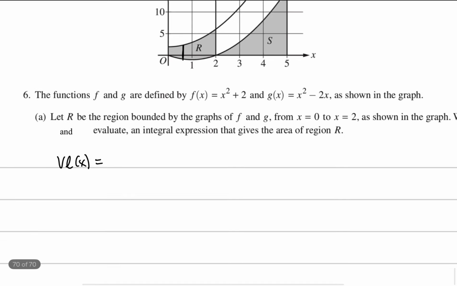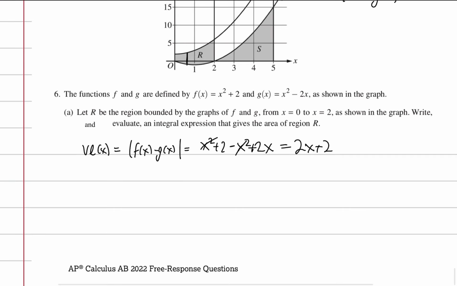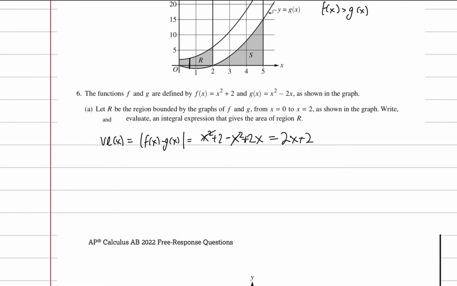So our absolute value of f of x minus g of x is just f of x, x squared plus 2, minus g of x. And notice, conveniently, this cancels out. We just get 2x plus 2, right? And we are integrating our vertical lines from 0 to 2 with respect to x.